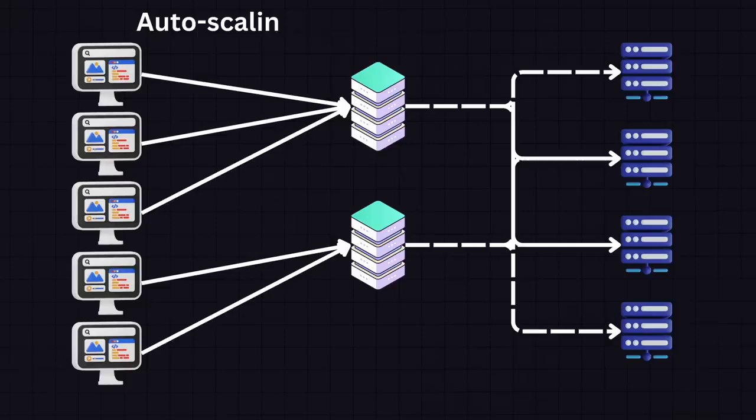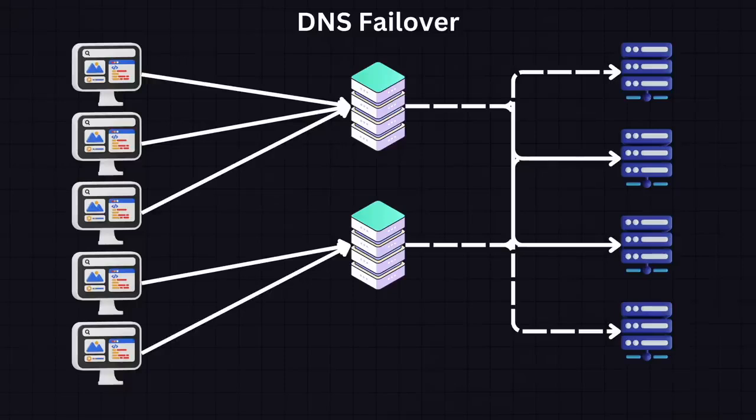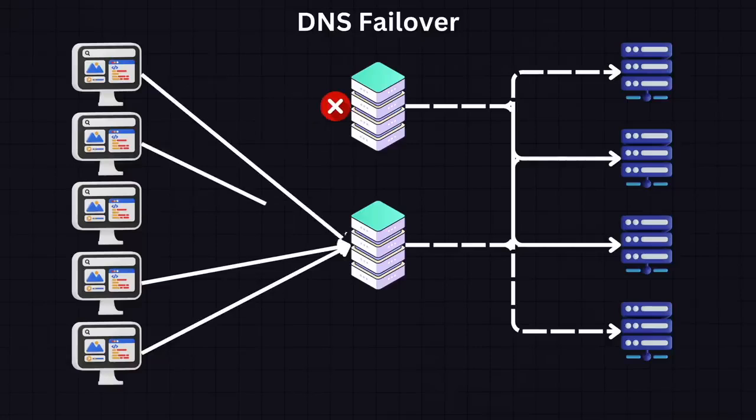We can also implement auto-scaling and self-healing systems. Some modern infrastructures are designed to automatically detect the failure of a load balancer and replace it with a new instance without manual intervention. And in some configurations, DNS failover can reroute traffic away from an IP address that is no longer accepting connections, like a failed load balancer, to a pre-configured standby IP, which is our new load balancer.